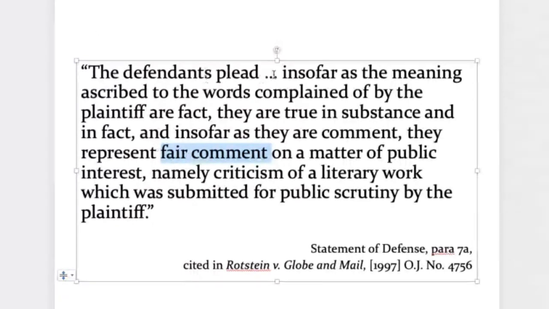Another defense to a defamation suit is truth, right? Saying something which is true, or writing something which is true, can never, by definition, be defamatory. So this is basically the essence of their statement of defense, right? They're saying that either what we wrote is true, or if it's not true, it's fair comment, and therefore either way, we're not liable in this defamation suit.